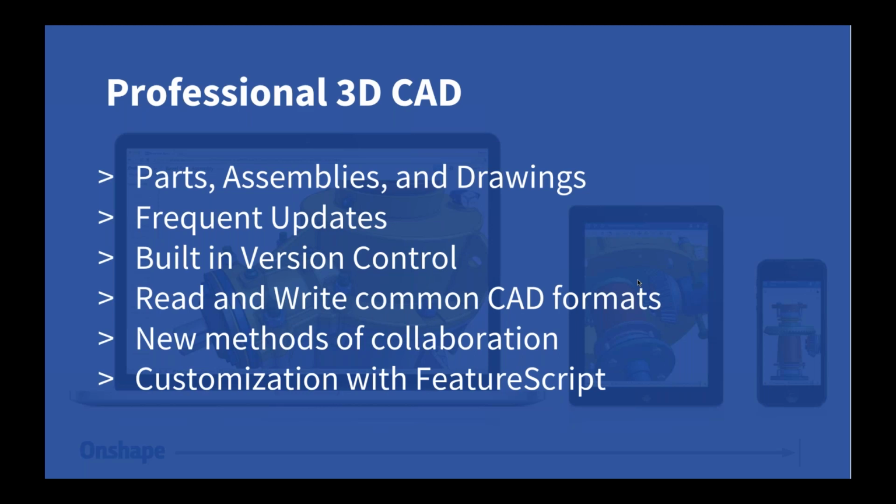Now, the last thing I want to mention is customization with FeatureScript. This is something that is, again, very unique to Onshape. It's a language that we developed that allows you to build your own CAD feature. So if you're at all interested in writing code, you're at all interested in CAD and potentially saving yourself some time with a custom written feature, definitely check out FeatureScript. It's worth checking out.